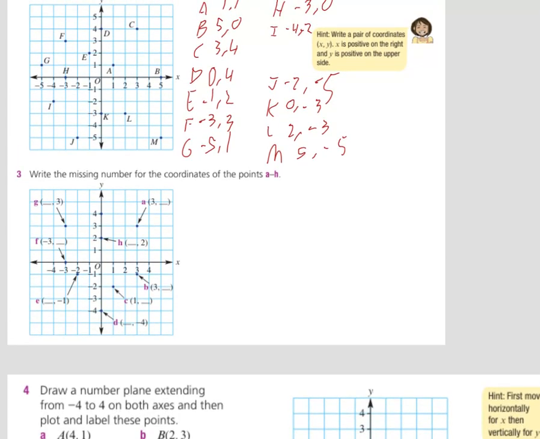Write the missing number for the coordinates. So, I guess I could just write them in. So, for A, that is 3, 3. For B, we are missing the Y value, so that is -1. For C, I am missing the Y value because it's the second one, and that is -2. So that's how high it is.